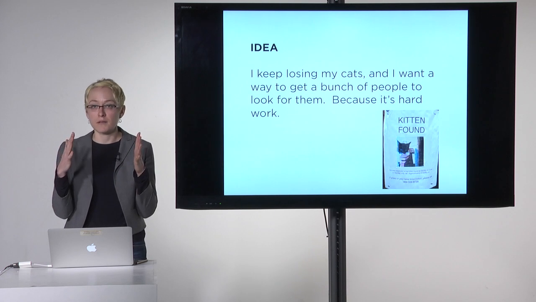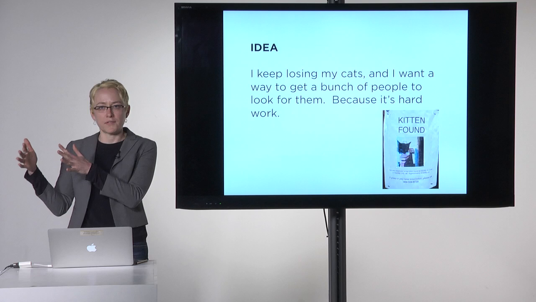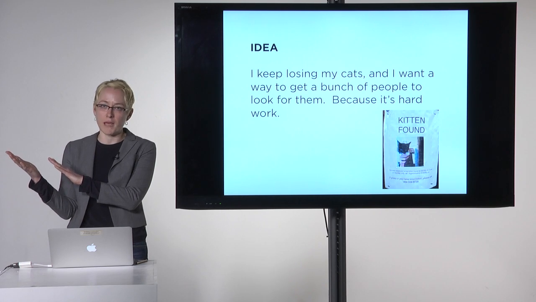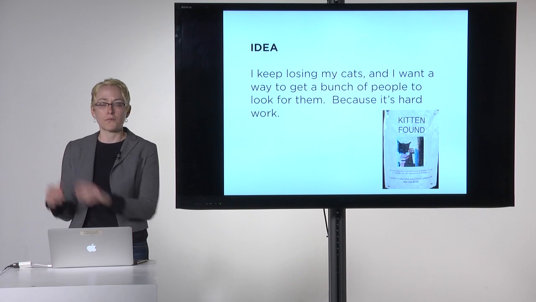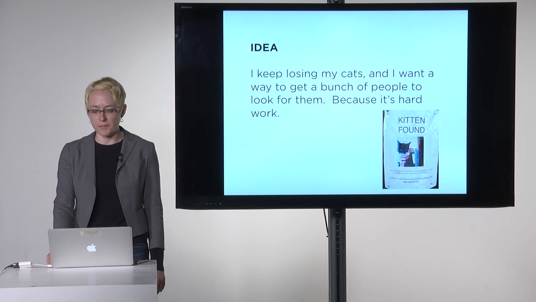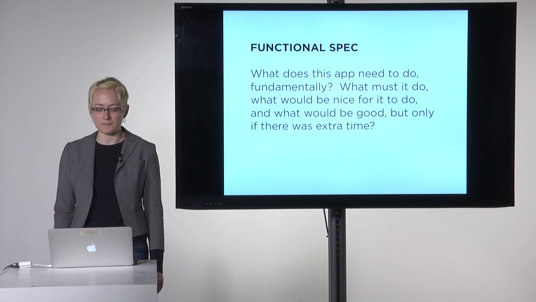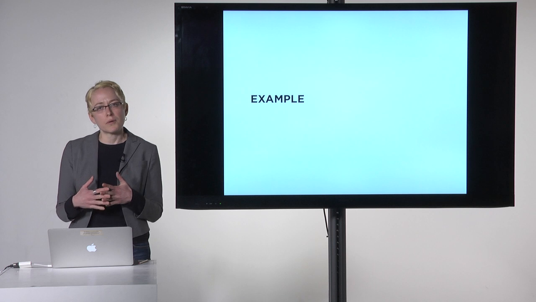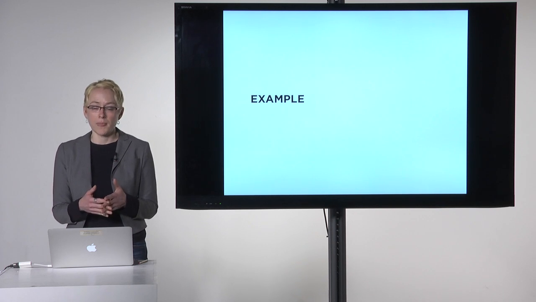So where do I go from here? I've got this idea, but I know there's a couple of steps before I can actually have a visual representation of my app that I can show to other people. So the first step is a functional specification, or spec for short. What we're talking about here is what does this app need to do fundamentally? What must it do? What would it be nice for it to do? And what would be good, but only if there was extra time? So we're going to go through this process with Cat Finder.